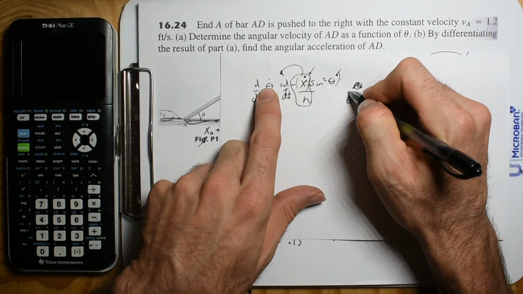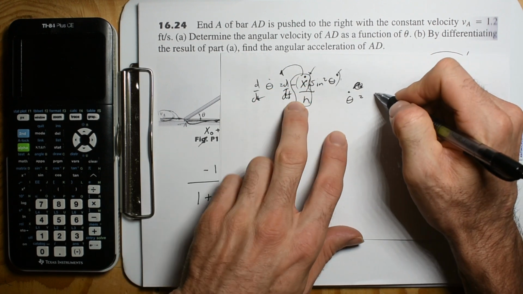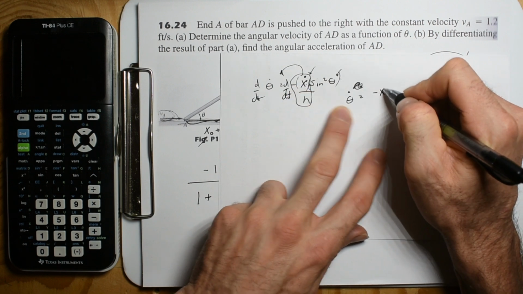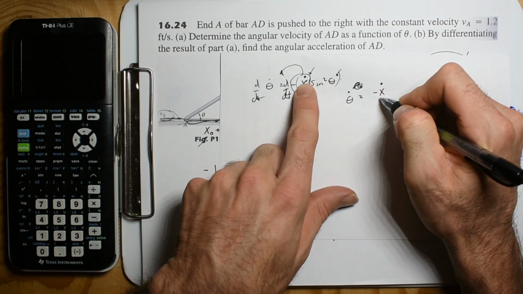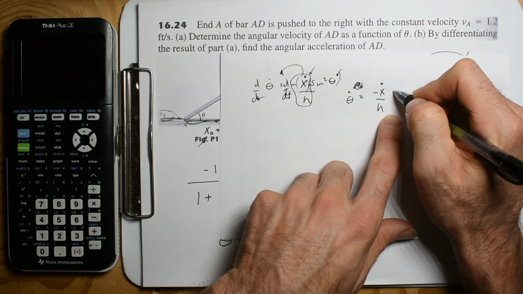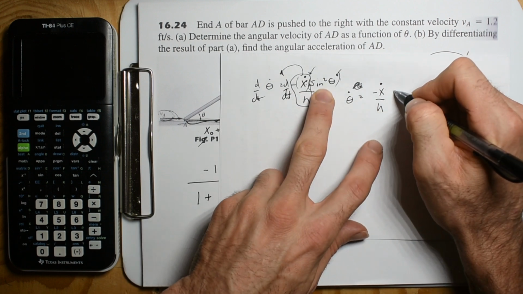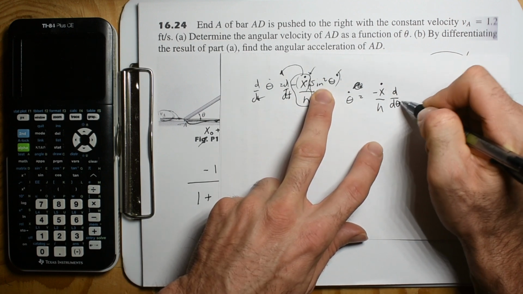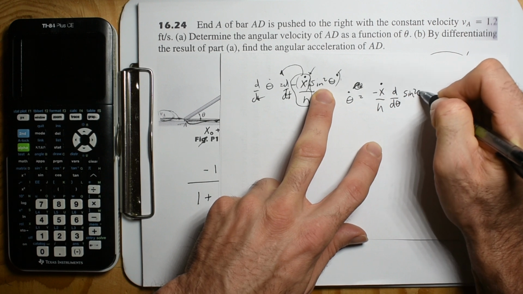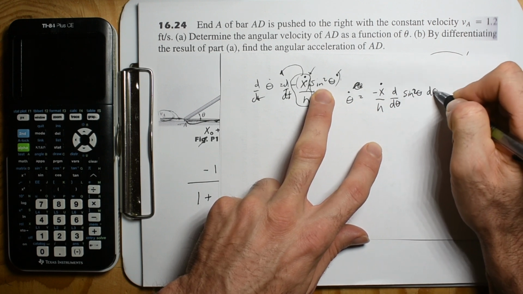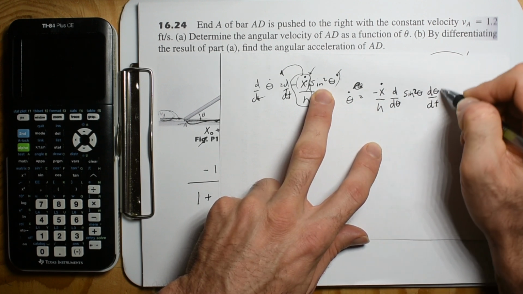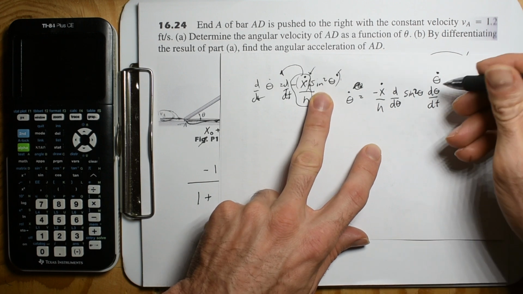So we're going to have theta dot over here, and outside the differential equation. So we're going to have negative x dot divided by h outside. And now for this, you'd have to differentiate with respect to theta again. You can't differentiate with respect to time. So now we'll have d theta dt. That is the chain rule. This becomes theta dot. So keep that in mind.